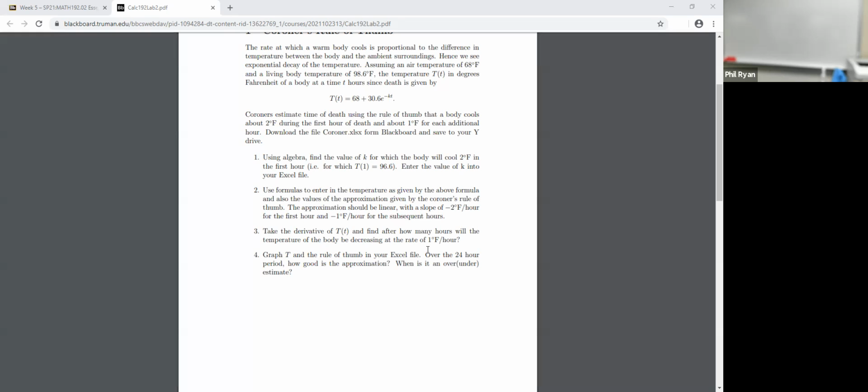Okay, so we can get rid of that 1. This is the rule of thumb. We can use that to find k, and k is the rate at which the body loses temperature. So have a go at that. This should be something that you remember from that first chapter.